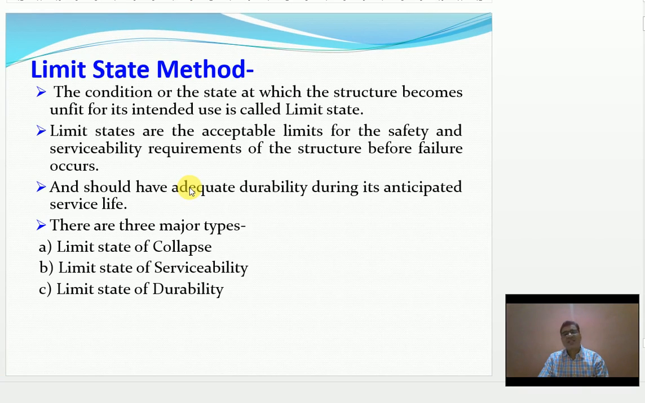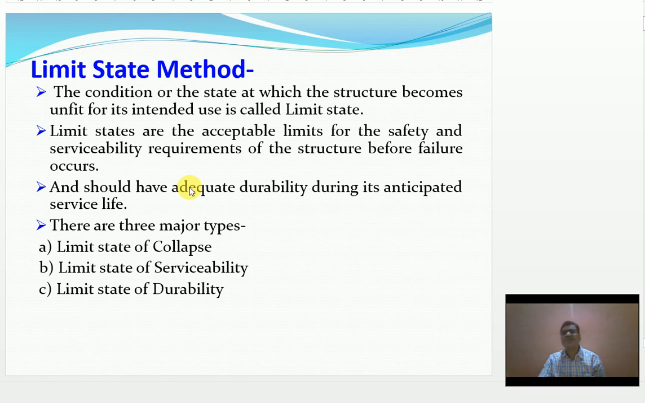First we'll try to understand the design philosophies. Already you have learned there are three design philosophies. First one is working stress method, second one is ultimate load method, and third one is limit state method. Now, limit state method is the combination of first two methods, that is working stress method and ultimate load method. That means whatever the positive points are there, good points are, these are combined, and we got a new method, that is limit state method.